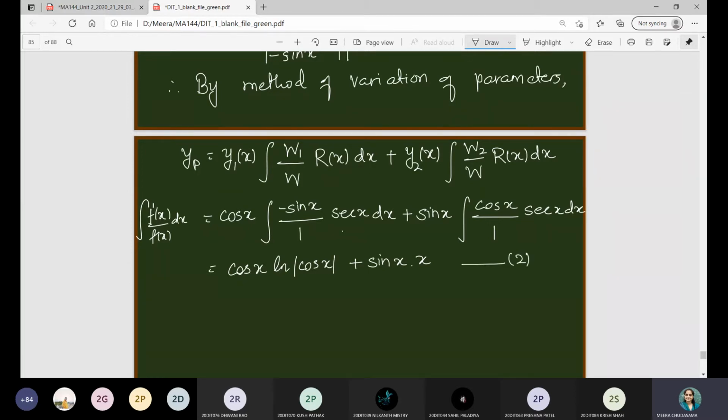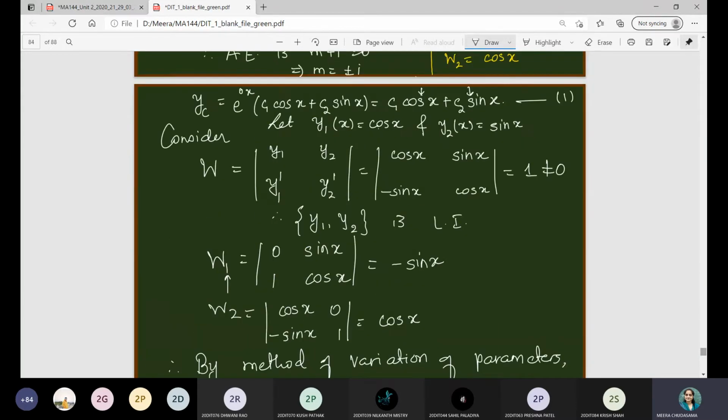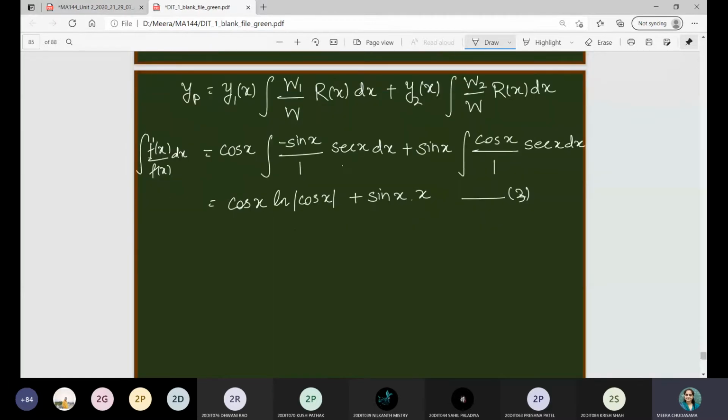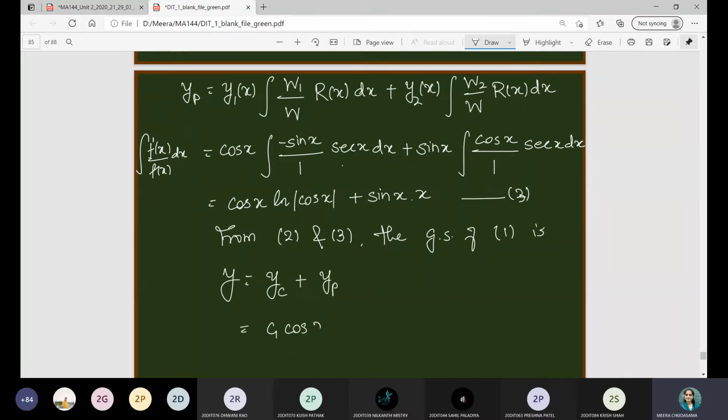So I can write, I have given yc as 1, but let me correct it to 2 because 1 I have already given to the differential equation. And let us give this as 3. So I can write from 2 and 3, the general solution of 1 is y is equal to yc plus yp. So yc we have c1 cos x plus c2 sin x, plus yp is nothing but this one.